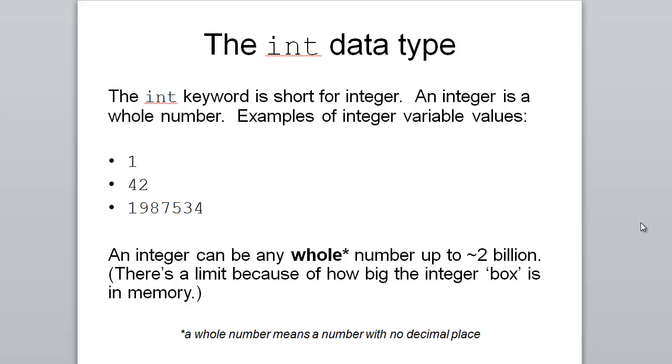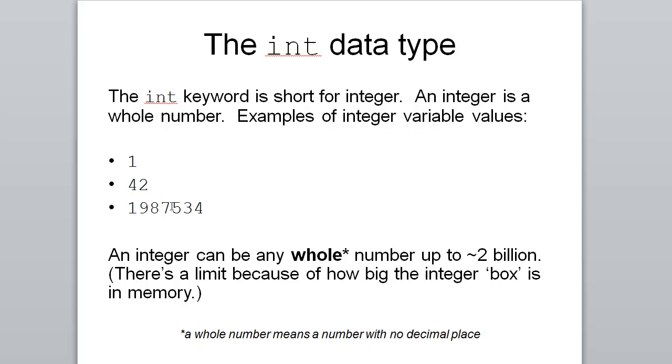First is the int data type. Now, int is short for integer, and in algebra you probably learned what an integer means. Basically, it's a whole number. So here are some examples: 1, 42. You can even have much larger whole numbers.